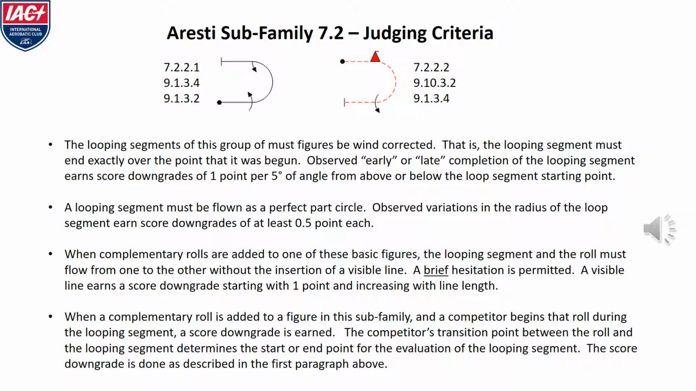When complementary rolls are added to these basic figures, the looping segment and the roll must flow from one to the other without the insertion of a visible line. A brief hesitation is permitted. A visible line earns a score downgrade. The longer the line, the higher the score downgrade. When a roll is added to a figure, the competitor must not begin that roll during the looping segment or a score downgrade is earned.